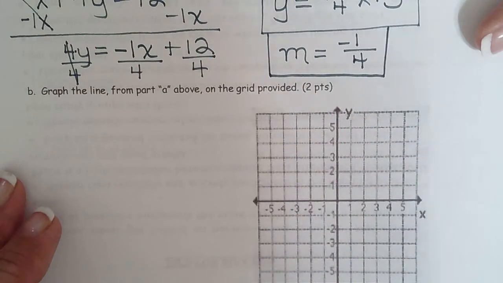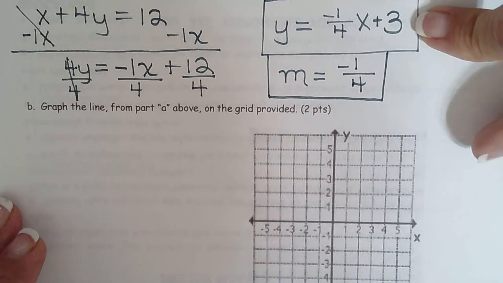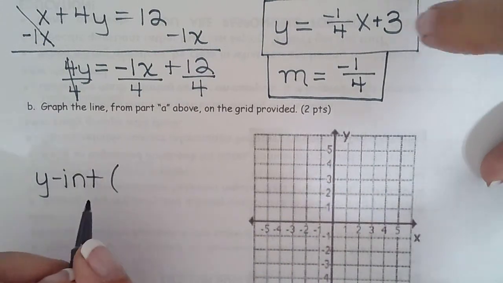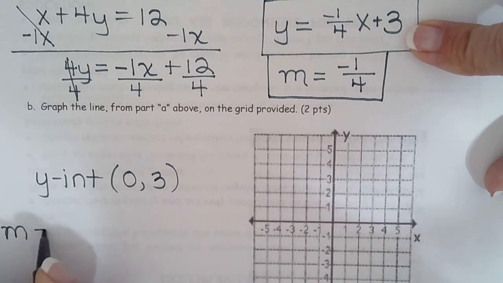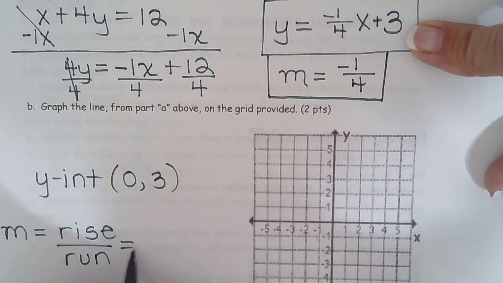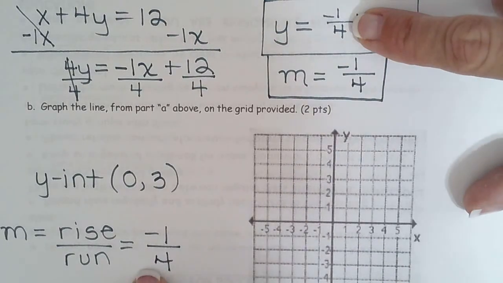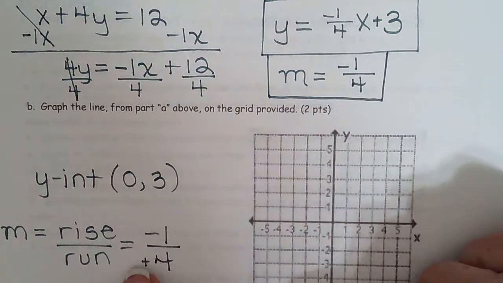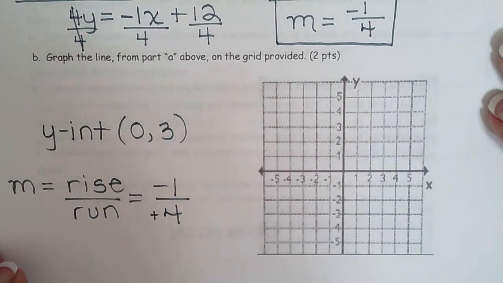Okay, so now it says take that line from A above and graph it. So anytime you want to graph, remember you have to have your y-intercept and your rise over run. So they should be right here for us, right? So our y-intercept is 0, 3. And our slope, which is rise over run, is -1 over 4. And as we learned earlier in Module 7, that bottom number is positive. So you might want to put the little plus sign there just to remind you, I always run forward so I don't trip.